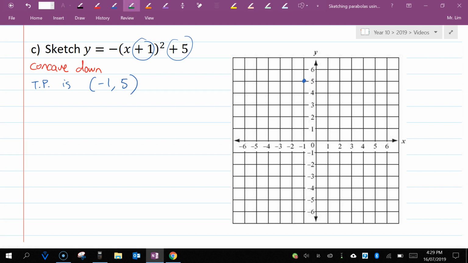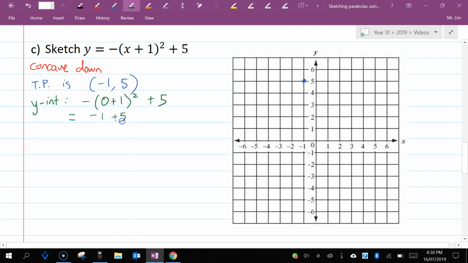Okay, y-intercept. We're going to let x equal 0. So 1 squared is 1. So technically we have minus 1 plus 5, which is 4. So the y-intercept is 4.